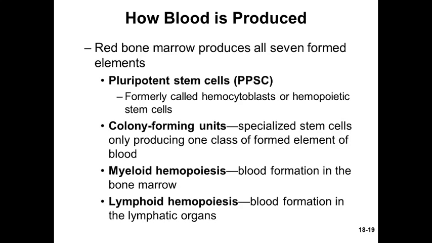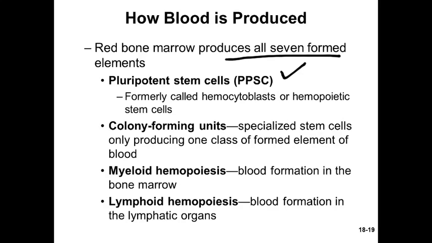So within the bone marrow, all 7 of the formed elements are produced, and initially there's a single cell type from which all of the blood cells can be produced. Some books will call these hemocytoblasts or hemopoietic stem cells. They're now more commonly called the pluripotent stem cells. Regardless, these are the cells, the stem cells from which all of the formed elements are produced.